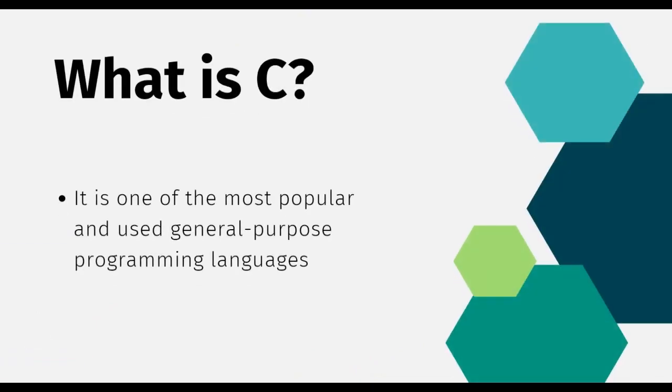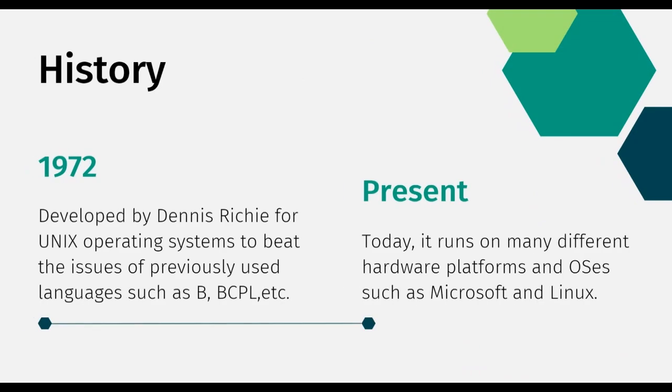To start with, what is C? It is one of the most popular and used general purpose programming languages. It was developed by Dennis Ritchie for Unix operating systems. This was to beat the issues of previously used languages such as B and BCPL. In fact, many versions of the Unix operating systems were replaced and written in the language C. In the present day, it runs on many different hardware platforms and OSs such as Microsoft and Linux.